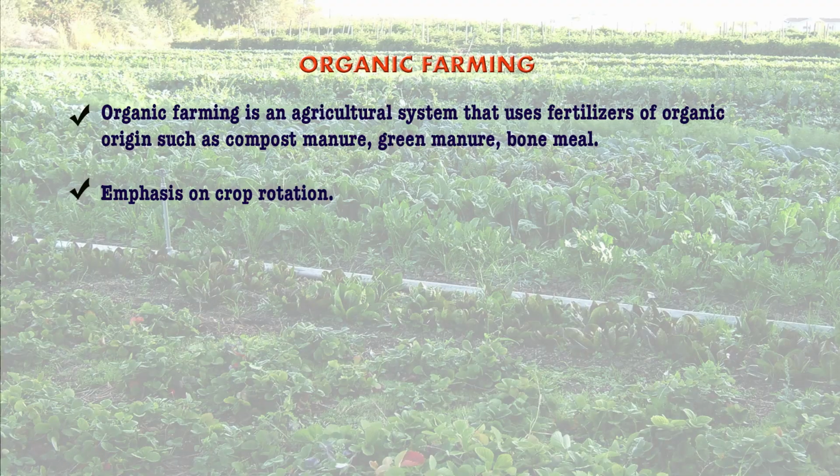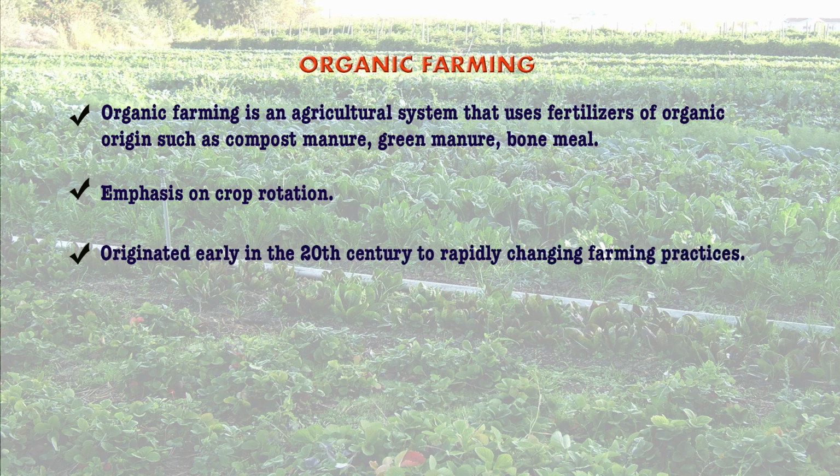So organic farming. From the word itself we understand that this has something to do with organic, something to do with natural, or that is going along with nature. This is an agricultural system that uses fertilizers of organic origin, such as compost manure, green manure and also bone meal. There is a lot of emphasis on crop rotation.